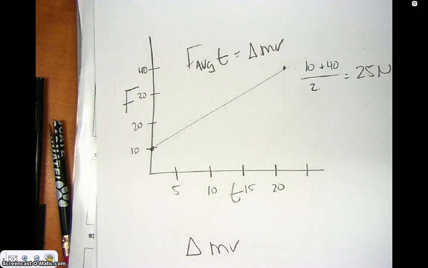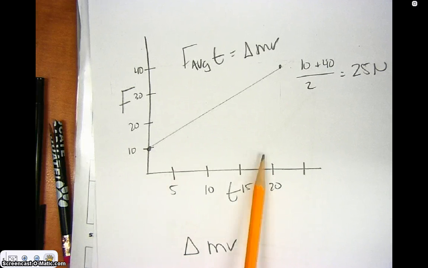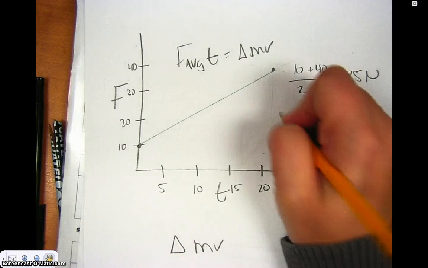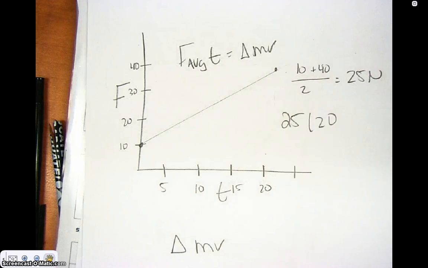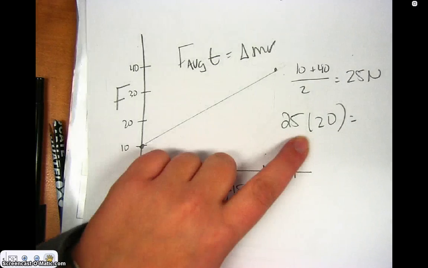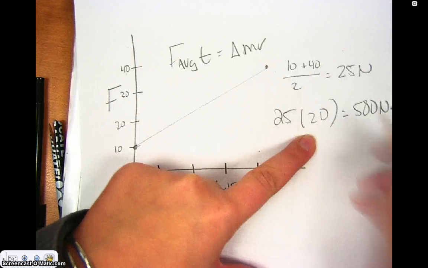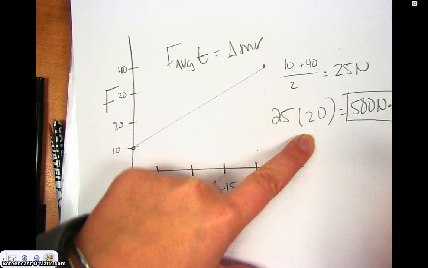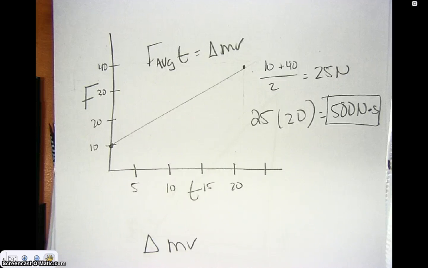Then if I look here on the bottom axis, we go from 0 to 20 seconds, so that's just going to be 25 times 20. So that'd be 500 newtons times seconds. And that would be the change in the momentum, or the impulse, for this scenario where we actually had a constantly changing force.